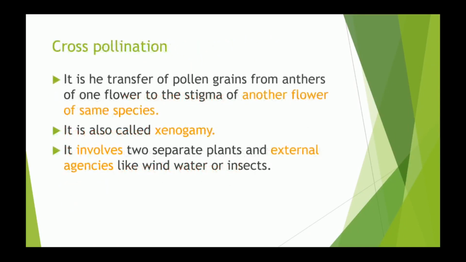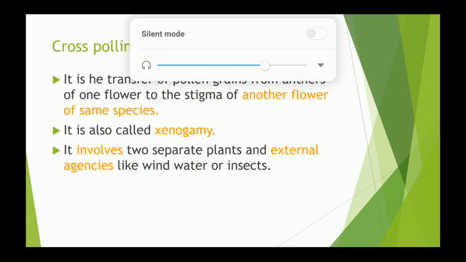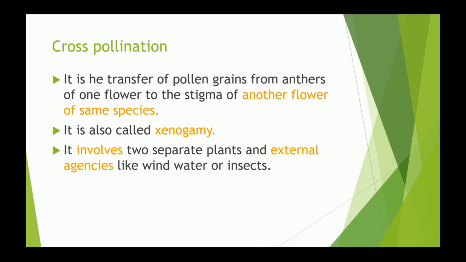Then next is cross pollination, the second type of pollination. What is it? It is the transfer of pollen grains from the anther to the stigma of another flower of the same species. It means here there are two plants. Transfer of pollen grain occurs from the anther to the stigma of another flower of a different plant, but of the same species. And we can say it is cross pollination. It is also called xenogamy.